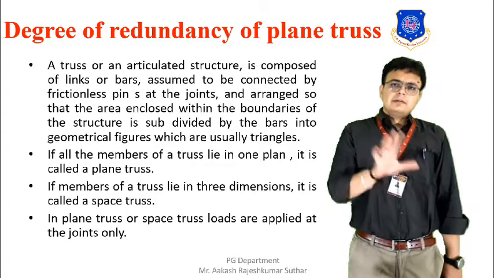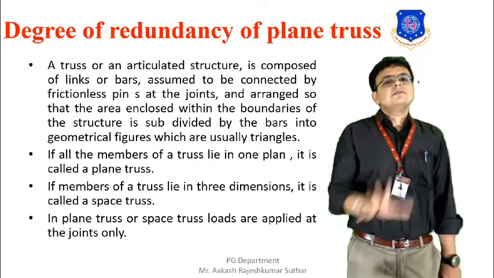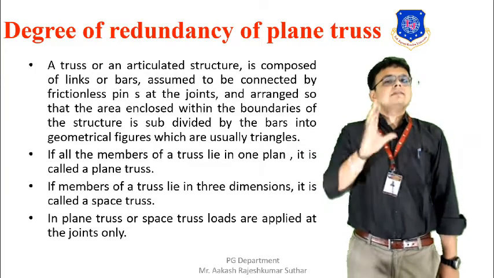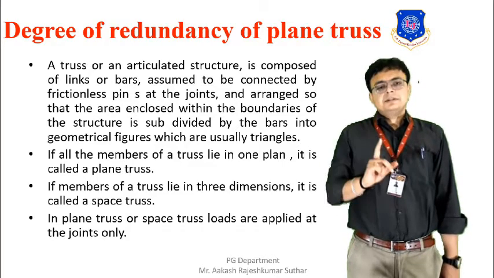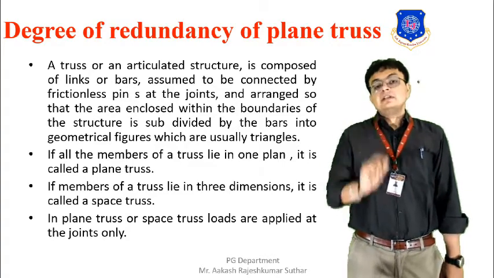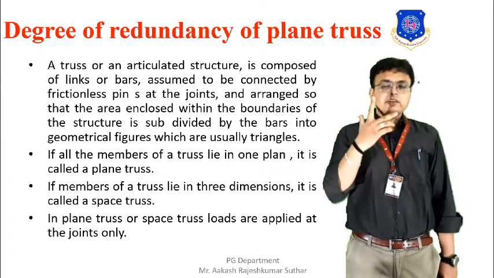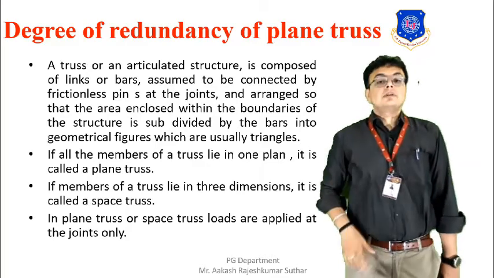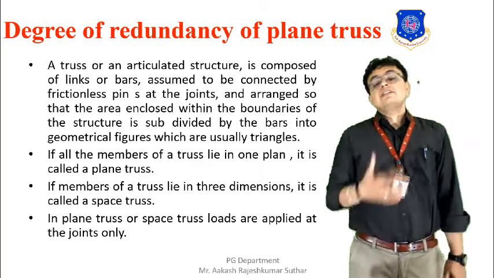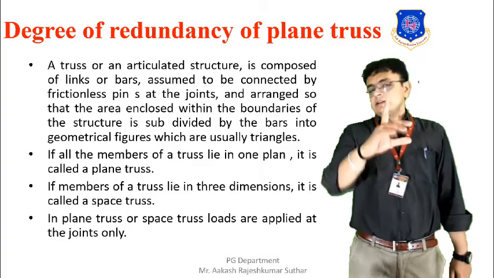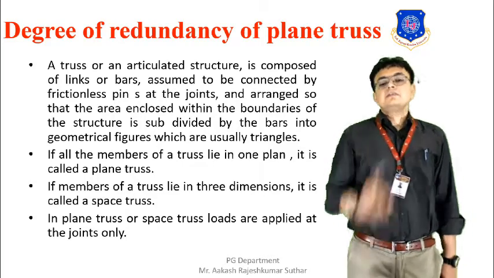Meaning if it is x and y, both two axes, and all the members lie in these two axes only, then we can say that this is a plane truss. But if the members of the truss lie in all three dimensions, that is in the x direction, y direction, and z direction also, then such a truss is kept under the category of the space truss.